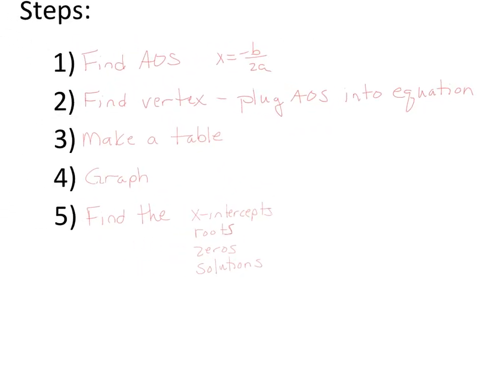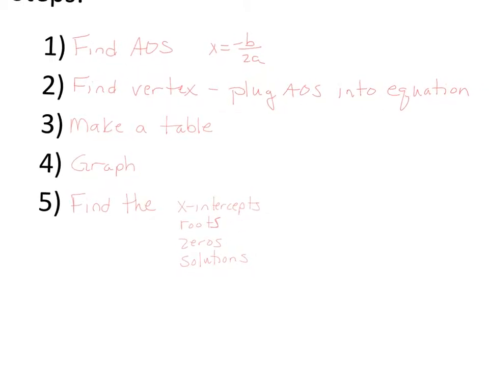So our 5 steps here. We are going to find the axis of symmetry. AOS is just short for axis of symmetry. And you are going to use x equals negative b over 2a, or divided by 2a.